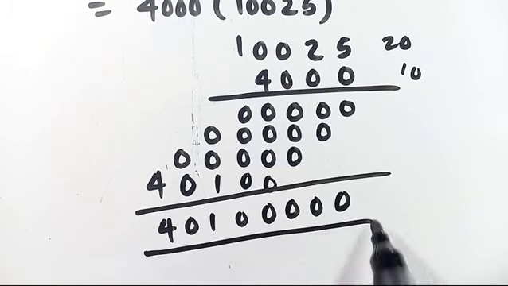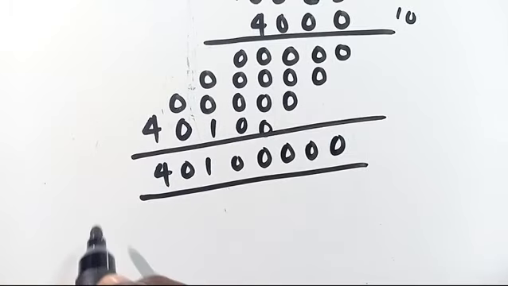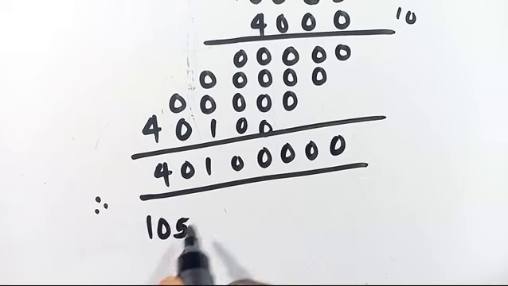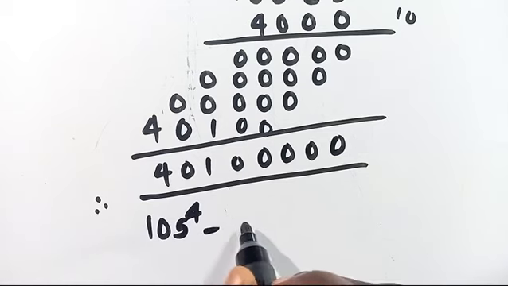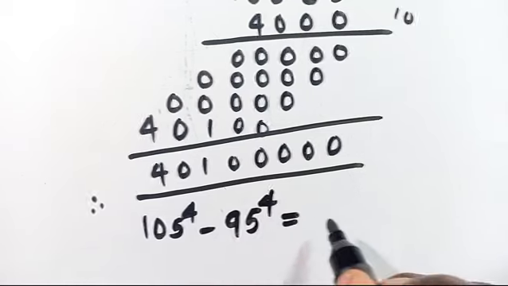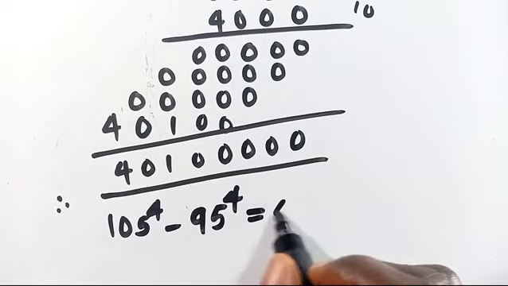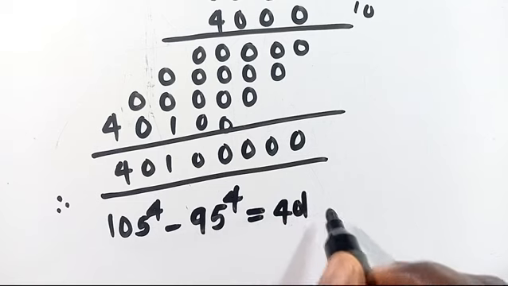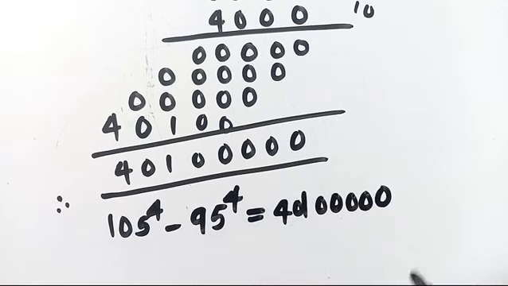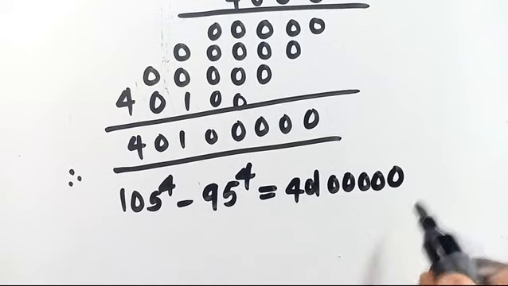So this is our answer, and therefore we have 105 to the power of 4 minus 95 to the power of 4 equals 40,100,000. Without using a calculator, this is our answer.